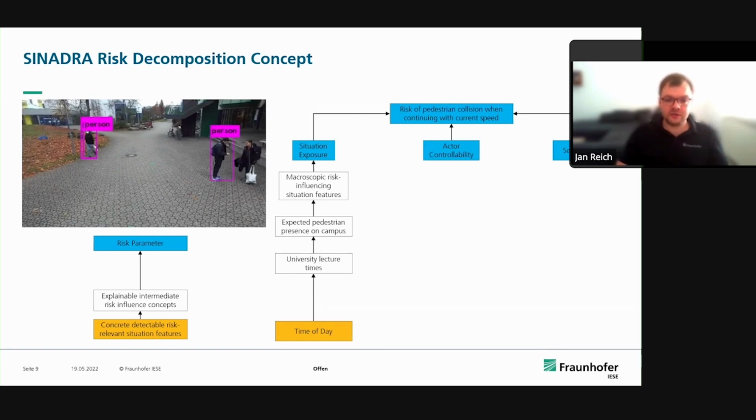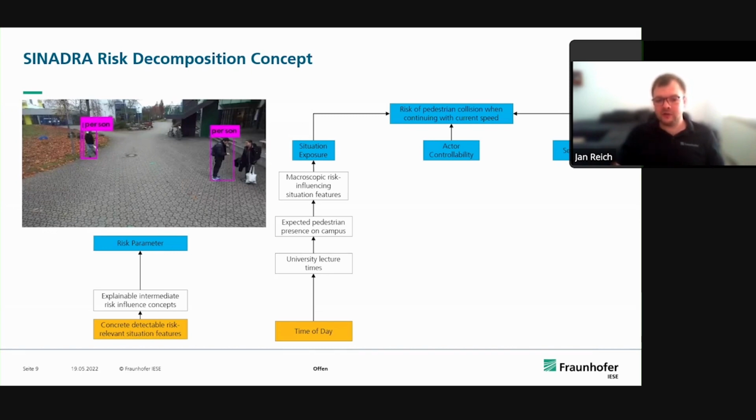And one such concept could be that we try to get an idea about the general expected pedestrian presence on the campus. So this could be, for instance, knowledge we can use about the university lecture times, where we know that in the breaks, especially many pedestrians will be on the campus. And this can be actually detected by just having a look at the time of the day.